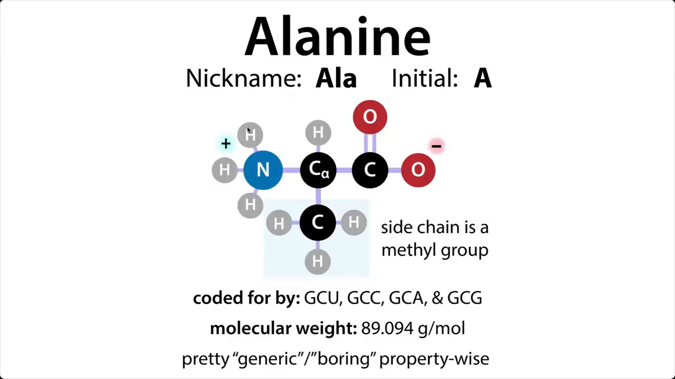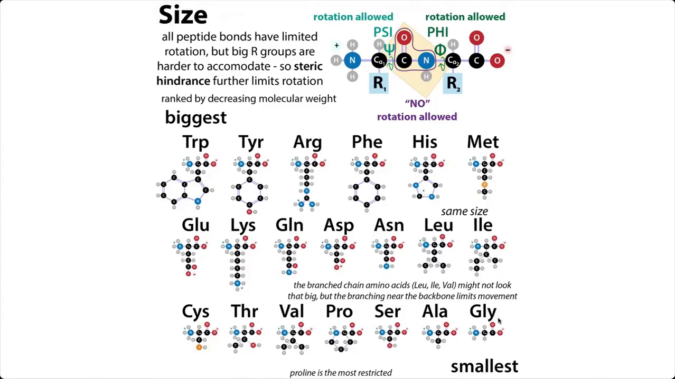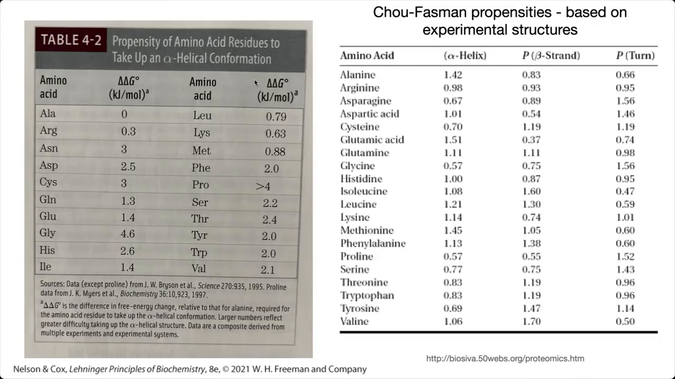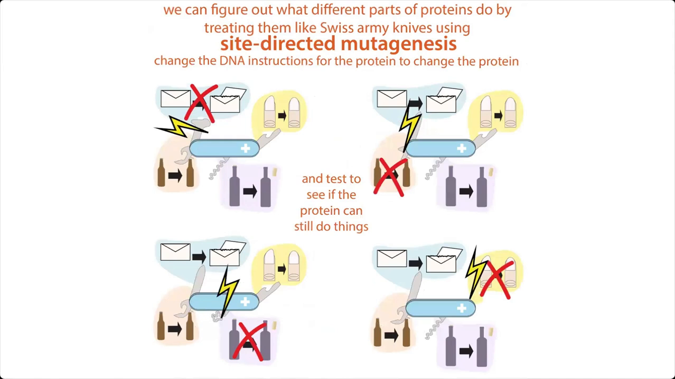So a couple of the key things, it's going to be the second smallest. It is chiral, unlike glycine. It's boring. It's generic. It is most likely to form an alpha helix. It's great if you want to do some site-directed mutagenesis and see if an amino acid is important. Remove that amino acid and just have an alanine there, and voila.